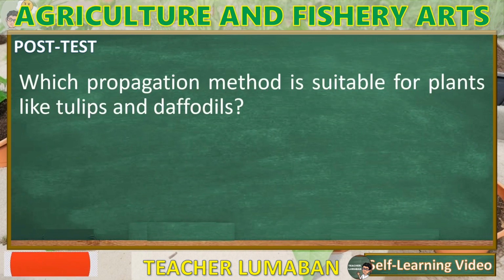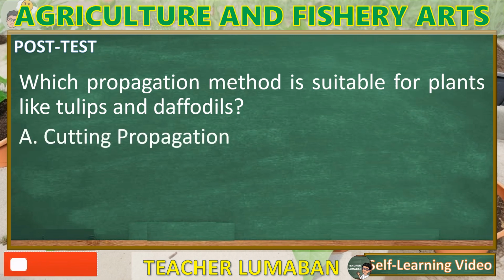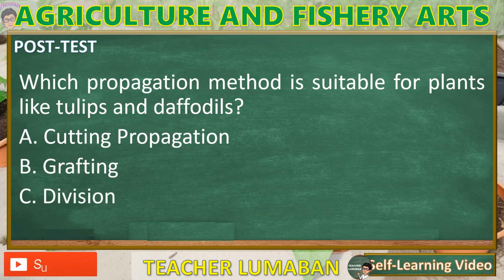Which propagation method is suitable for plants like tulips and daffodils? A. Cutting propagation. B. Grafting. C. Division. D. Bulb propagation.